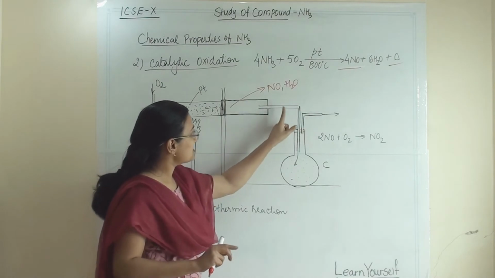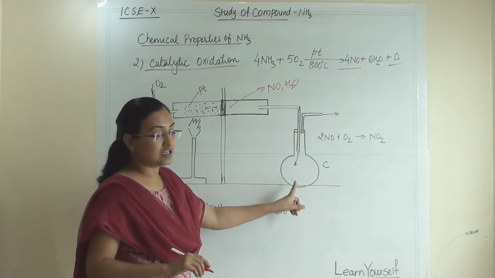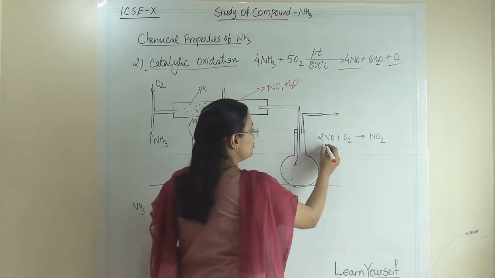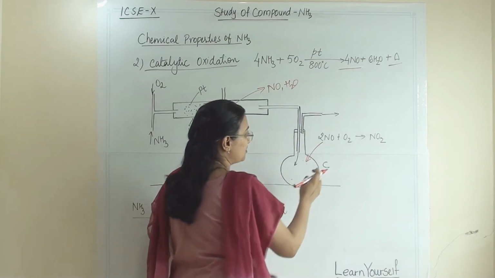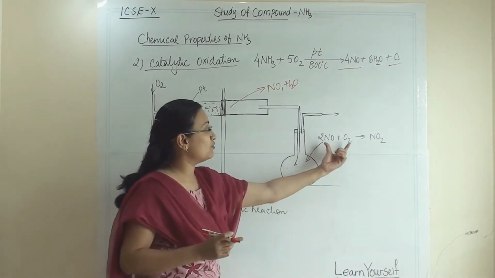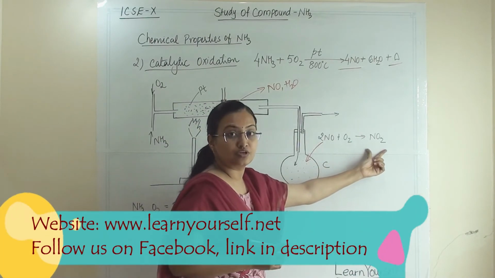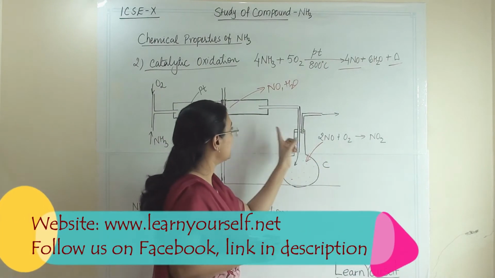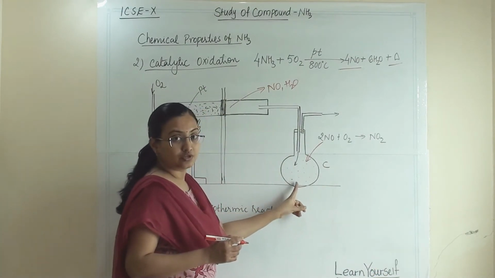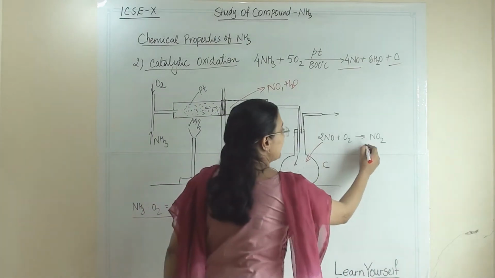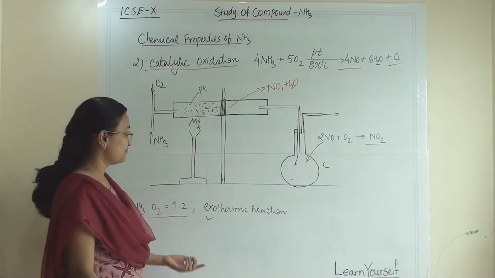Then it will pass through, and as we are collecting into the flask C, it is going to convert into nitrogen dioxide, because this nitric oxide is again going to react with oxygen and give us nitrogen dioxide. Earlier it was nitric oxide, but once it comes into the flask C, we will get reddish fumes of nitrogen dioxide.